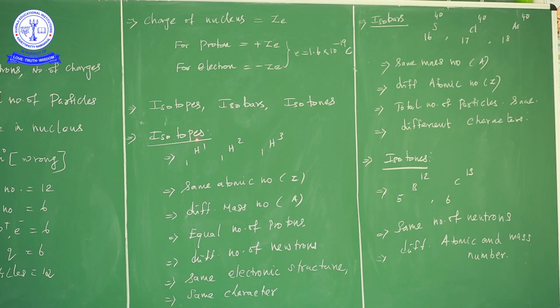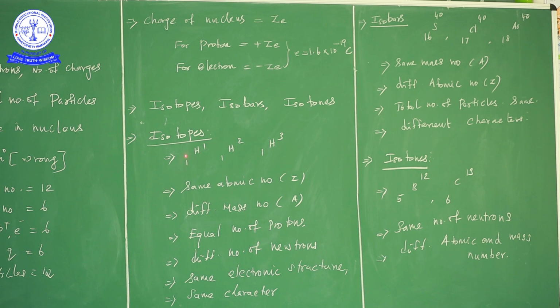First, isotopes. Isotopes are nothing but the same element. Take a hydrogen; it has three forms: 1H1, 1H2, 1H3. You already know 1H1 is denoted sometimes as proton or sometimes as hydrogen atom. You can call this 1H1 a proton or a hydrogen atom. Then 1H2 is deuteron, 1H3 is tritium. Isotopes have the same atomic number but a different mass number.